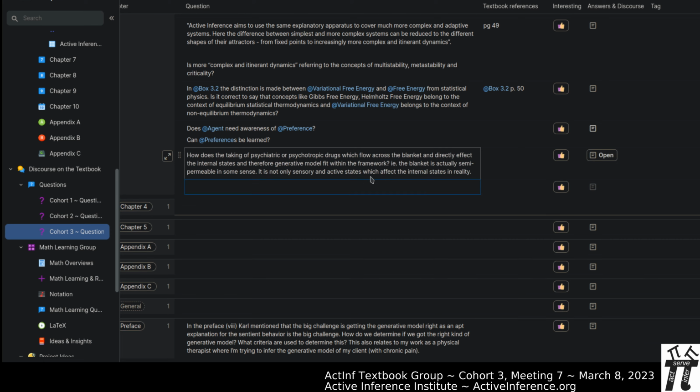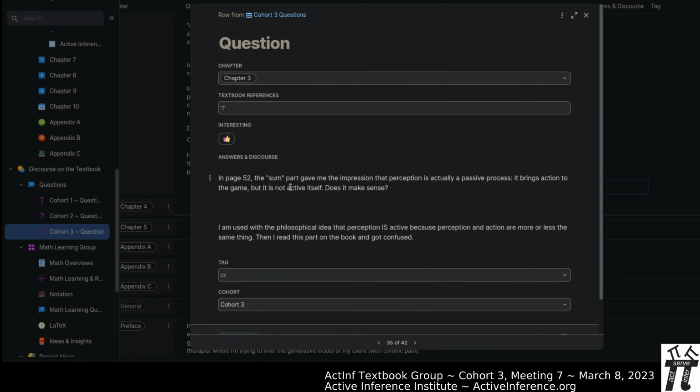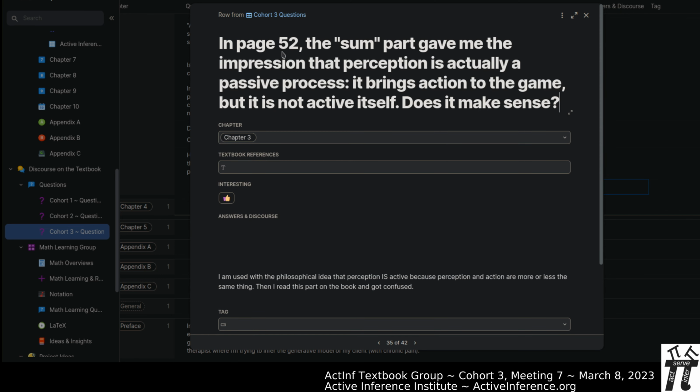Okay, just going to ask: on page 52, the sum part gave me the impression that perception is actually a passive process. It brings action to the game, but it is not active itself. Does it make sense?